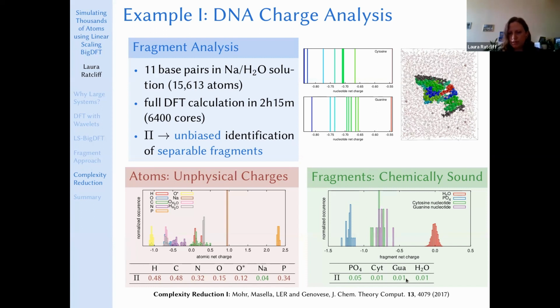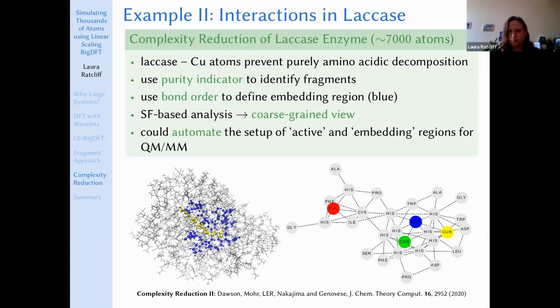But if we use this purity indicator and look instead at more reasonable fragments, so water molecules and nucleotides, we find that both the fragments are pure where the atoms weren't, and the resulting charges are far more reasonable. So this gives us an unbiased way of identifying separable fragments out of a system. Another biological system where we can't simply take amino acids or nucleotides is the Laccase enzyme. It has these copper atoms, which it's not clear how to join to a particular fragment. So again, we use the purity indicator to identify some fragments.